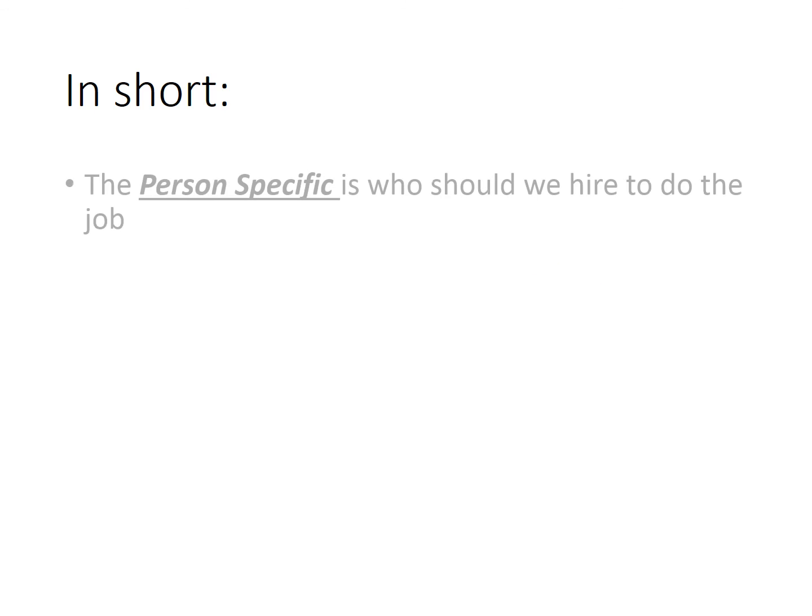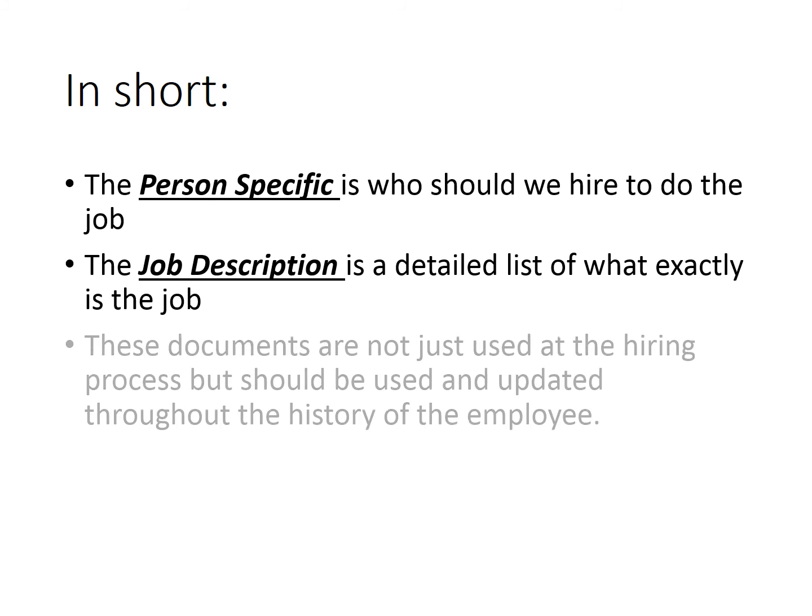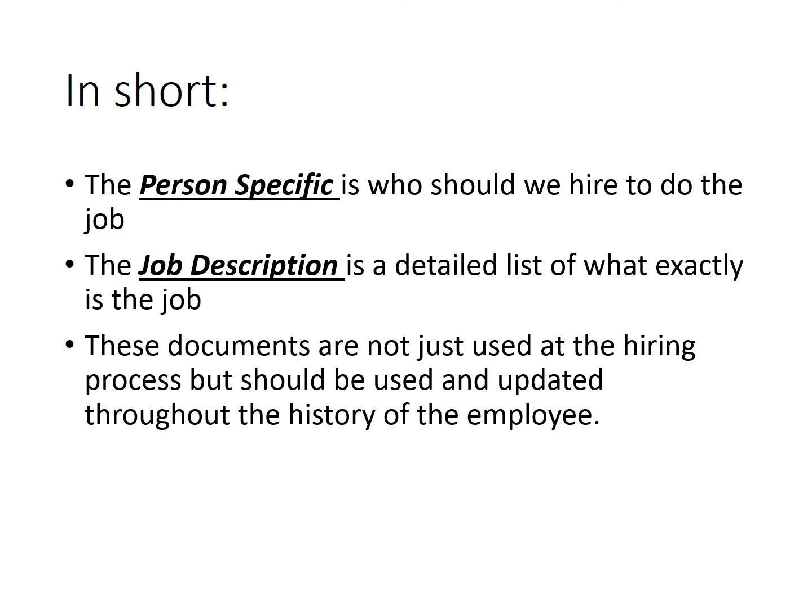So that's the key. The person specification is who we should hire to do the job. The job description is a detailed list of exactly what the job is, and this is the crux of it, what a lot of people forget. Documents are not just used in the hiring process, but they should be used throughout the history of the employee. So the job description should continuously change, develop and evolve, just as you would hope that the employee changes, develops and evolves.